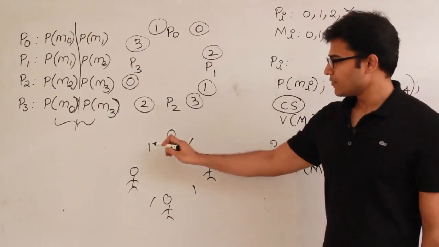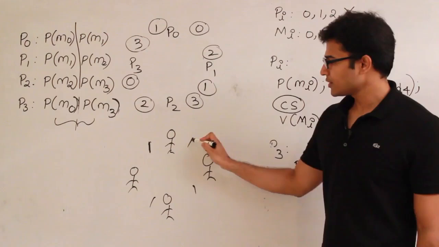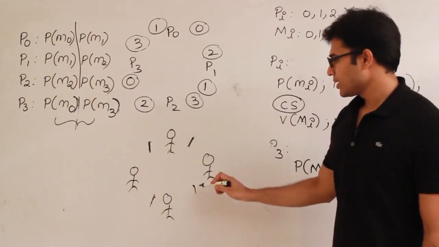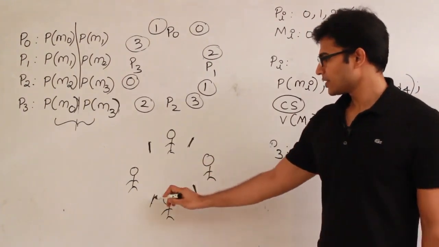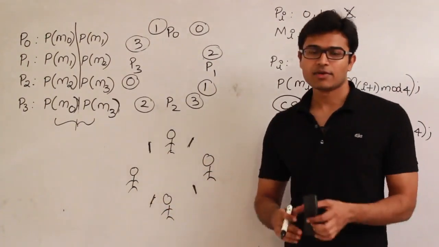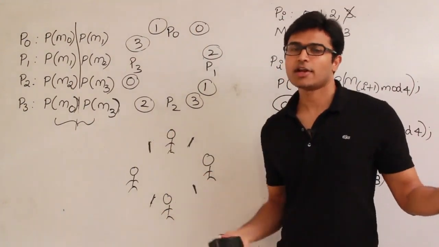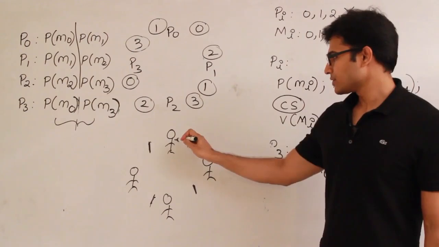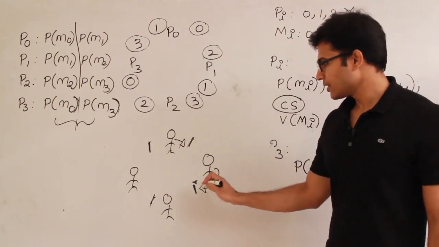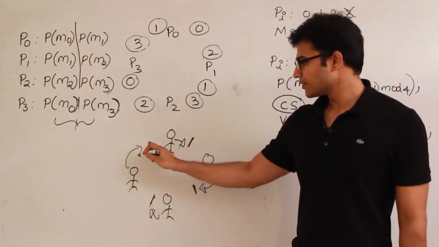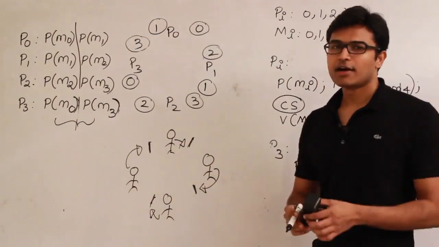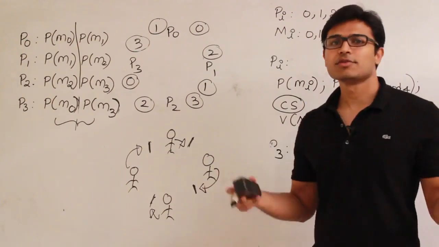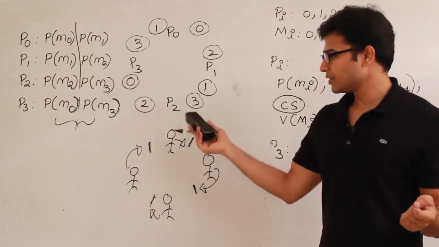But the problem is, if everyone is going to take the left one first and then the right one, right? Which means this fellow takes this one first and then this one, and the next fellow takes this one first and then this one, like that. If everyone takes one, then everyone will get 1 spoon each, right? And then they will all wait for the second spoon to finish the meal, but they will never get it, right?